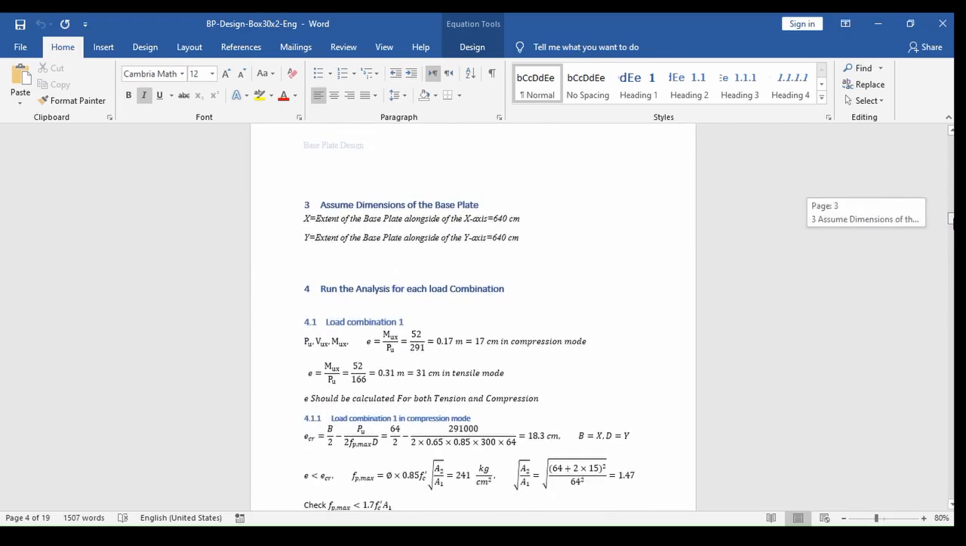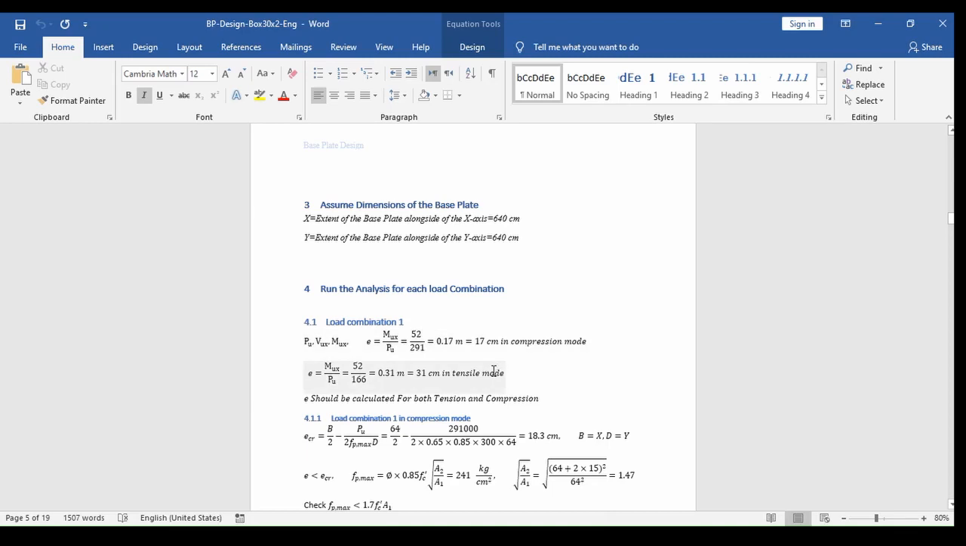As you see, we assume that the base plate in the X direction has 640 centimeters in length, and in the Y direction it has 646 centimeters in width. And in the next part we start the analysis.